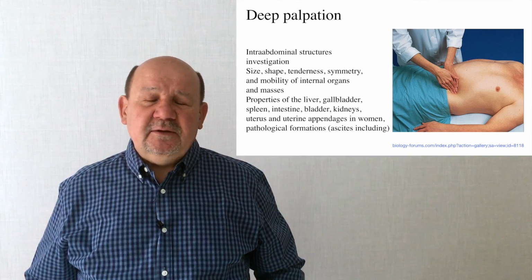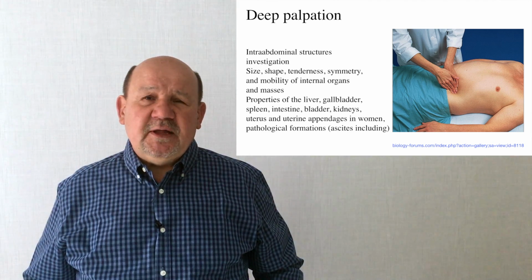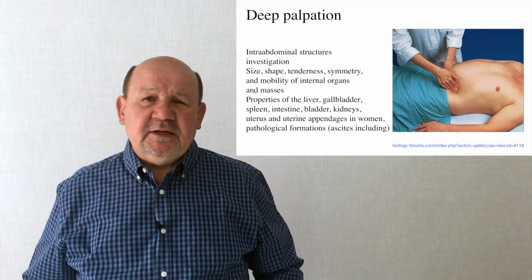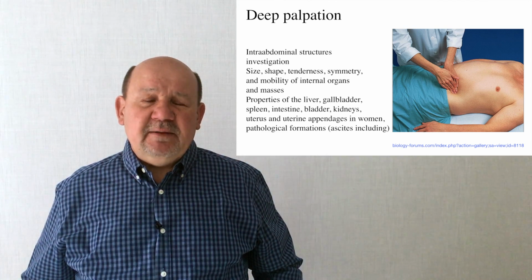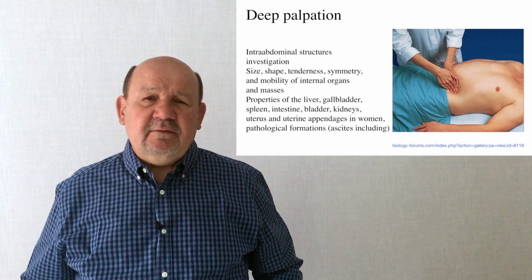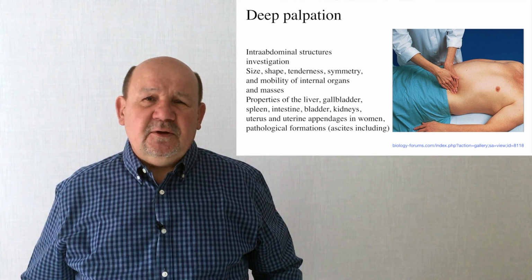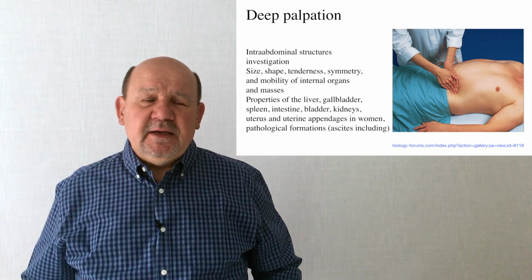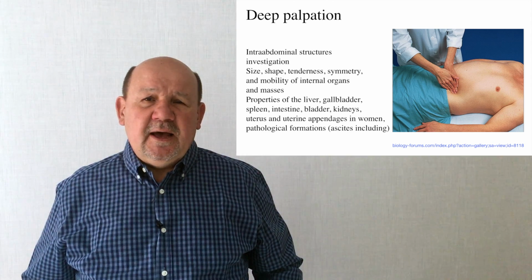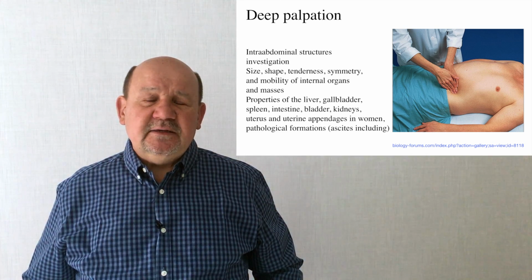Deep palpation, with the support of deep breathing, is used for intra-abdominal structure investigation. It lets one feel internal organs and masses for size, shape, tenderness, symmetry, and mobility. The technique is applied to every quadrant of the abdomen and leads to the study of the properties of the liver, gallbladder, spleen, intestine, bladder, kidneys, uterus, and uterine appendages in women, and pathological formations, including those sites.